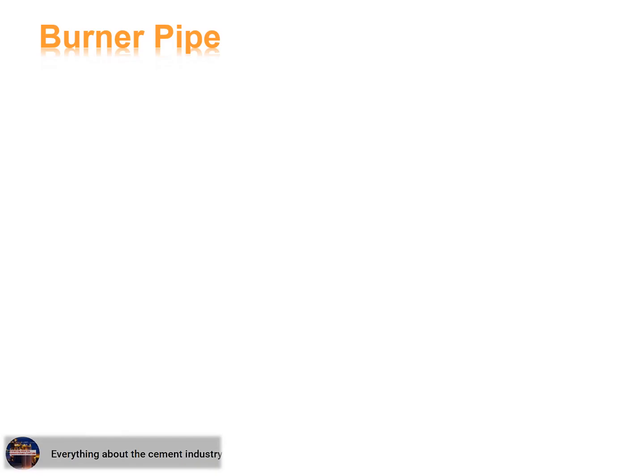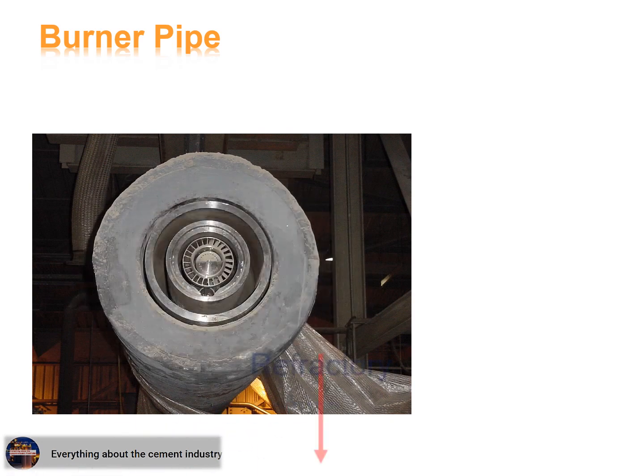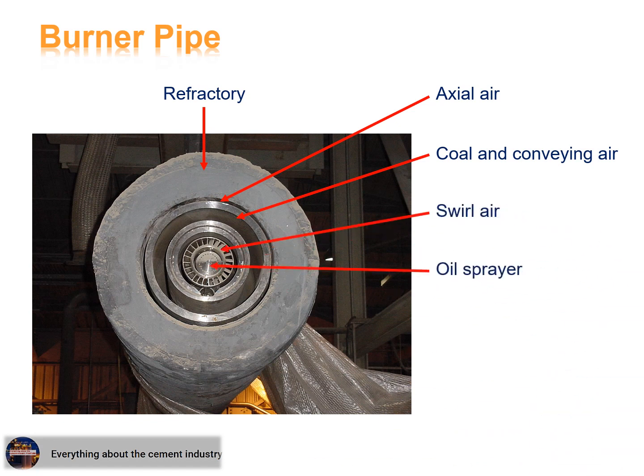Burner pipe, consisting of: 1. Refractory. 2. Axial air. 3. Coal and conveying air. 4. Swirl air. 5. Oil sprayer.